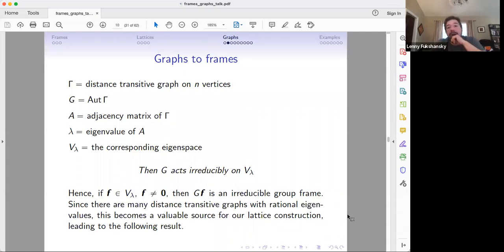As I said, there are infinite families in arbitrary dimensions of distance transitive graphs. By arbitrary dimension, I mean the number of vertices is as large as you like. Furthermore, there are infinitely many such graphs with rational eigenvalues. So this becomes a valuable source for our lattice construction.